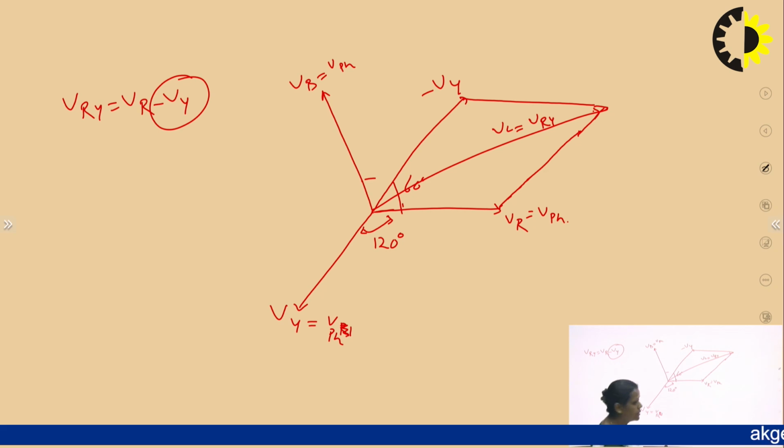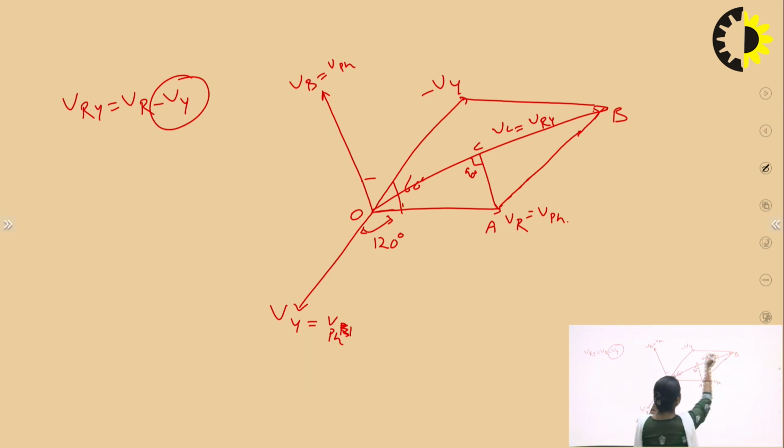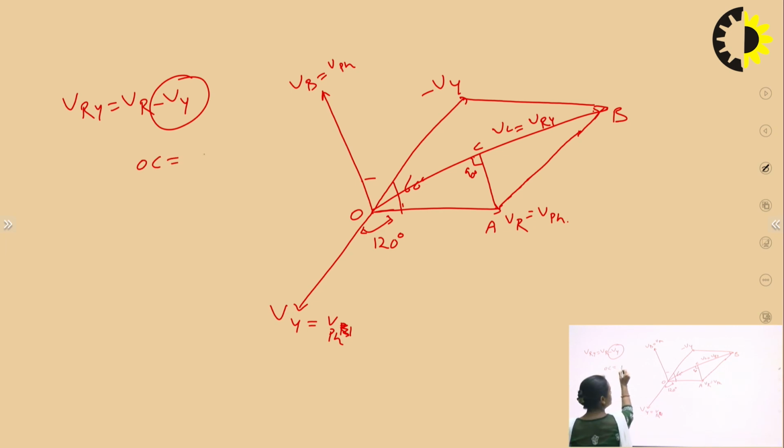Now what is the relation? Let's name it: this is O, this is A, and this is point B. Now draw the perpendicular from here to here. This is 90 degrees, right? This is C. Here you can see that all these sides are equal. This is a parallelogram, and the diagonals of a parallelogram bisect each other and are perpendicular to each other. So we can write OC is equal to CB.